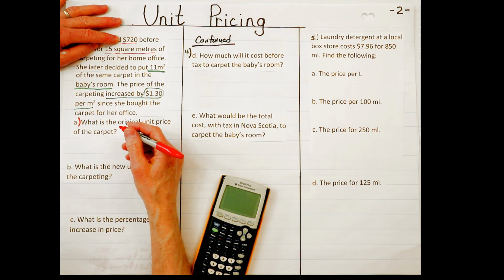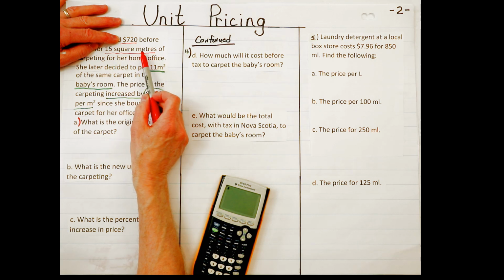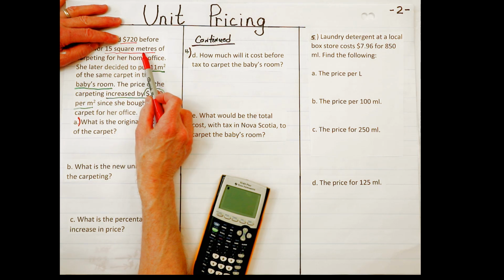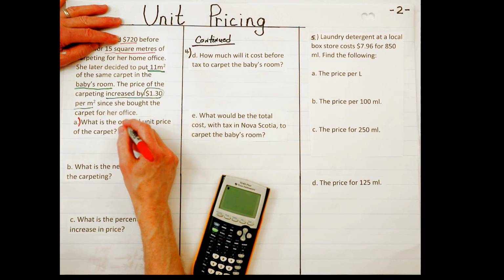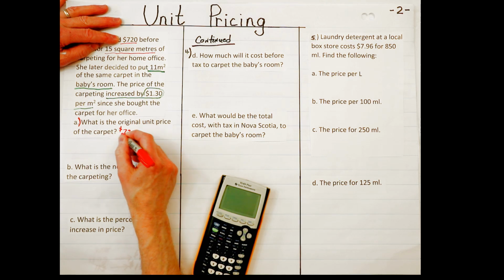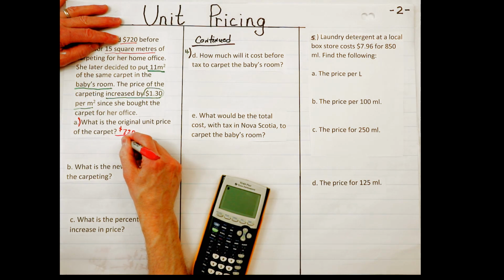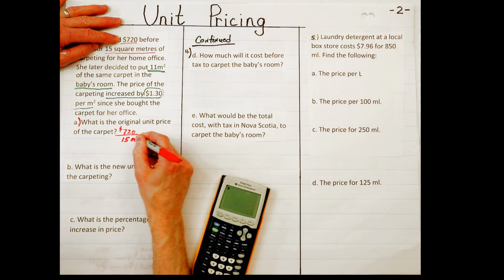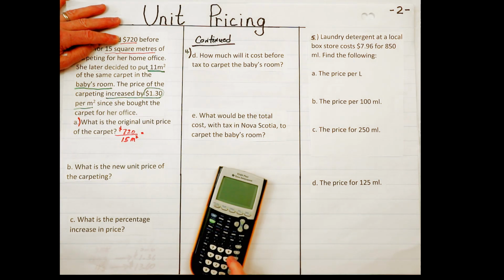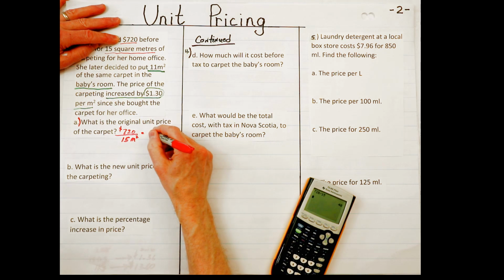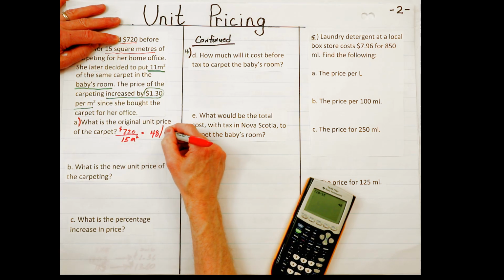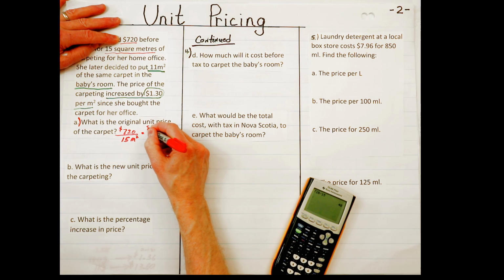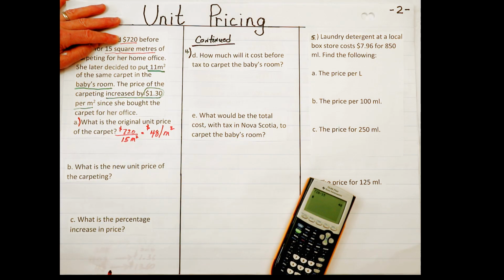So if we want to find the unit price, in this case, we're going to go with 1 square meter as the unit price. So it's always going to be the price divided by the units, in this case 15 square meters. And that will give us $48 per square meter. That's the original price. Makes sense?